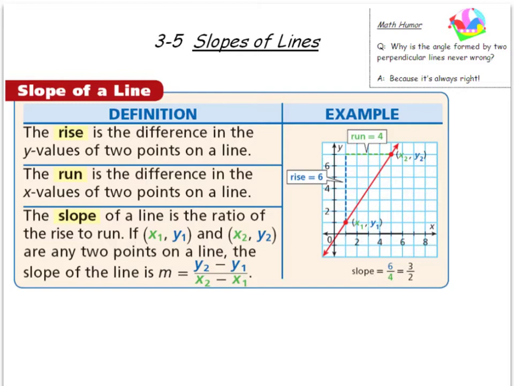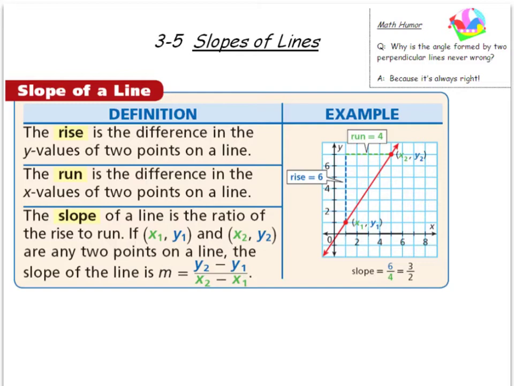Before we get to that, we're going to talk about our math humor. Why is the angle formed by two perpendicular lines never wrong? Well, because it's always right. Oh, ding ding. Cheesy.